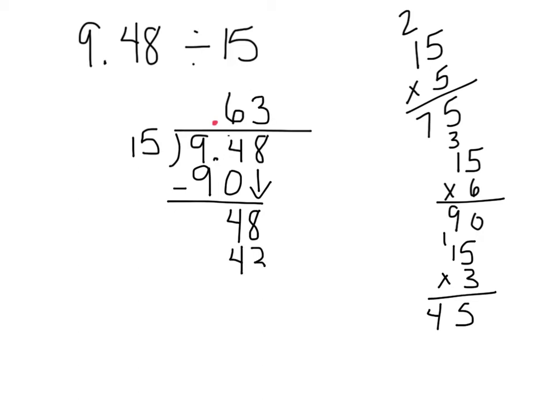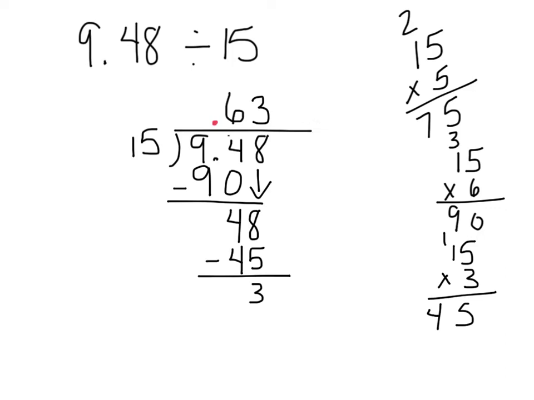subtract 45. Oops, I made a mistake. I'm going to need to erase here. 45. 8 minus 5 is 3, and 4 minus 4 is nothing. Now, in elementary school, you were able to put down remainder 3. But we're not in elementary school anymore. So from now on, there's no more such thing as a remainder.